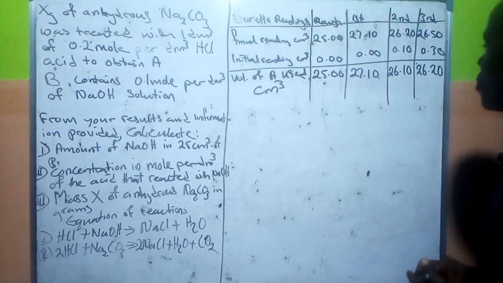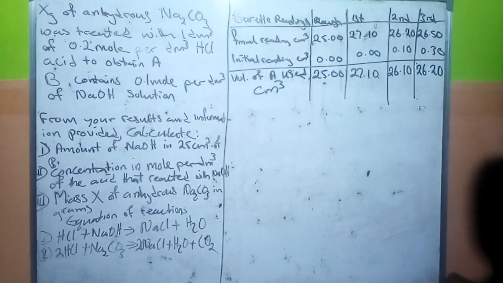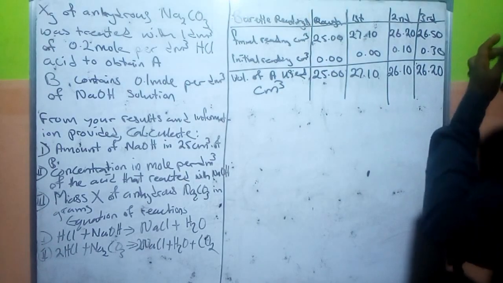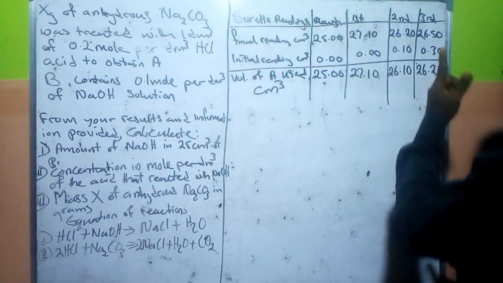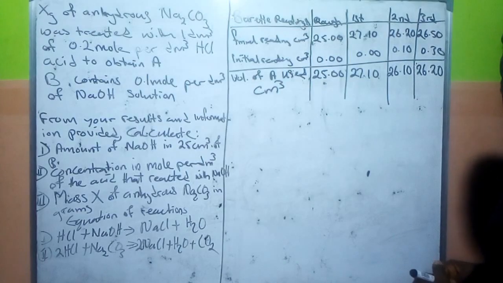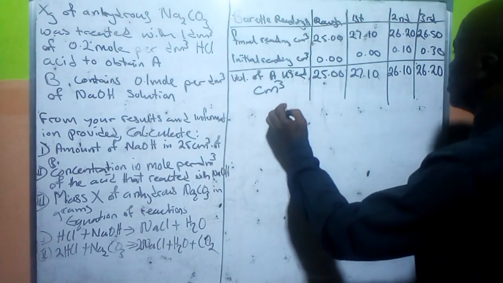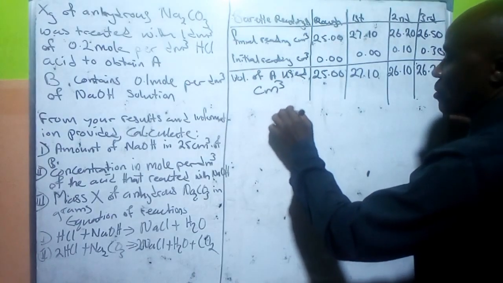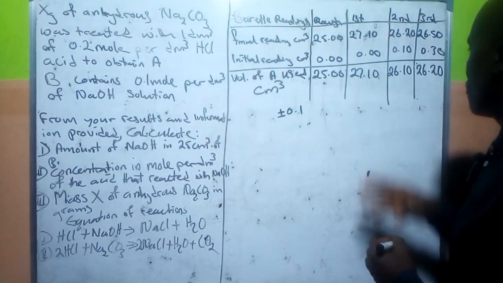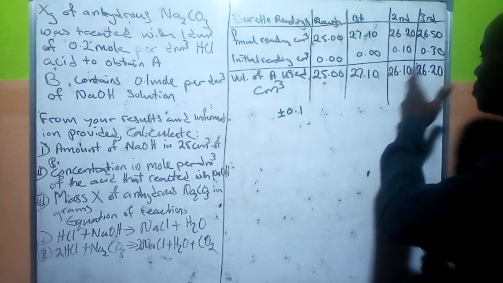To do that, we're going to select the values that are very close to each other. From what I have here, I think I can go with 1, 2, 3, because their differences are not so much and they are not far away from each other. The difference is plus or minus 0.1, the maximum is 0.1. So we can go with all of 1, 2, 3.